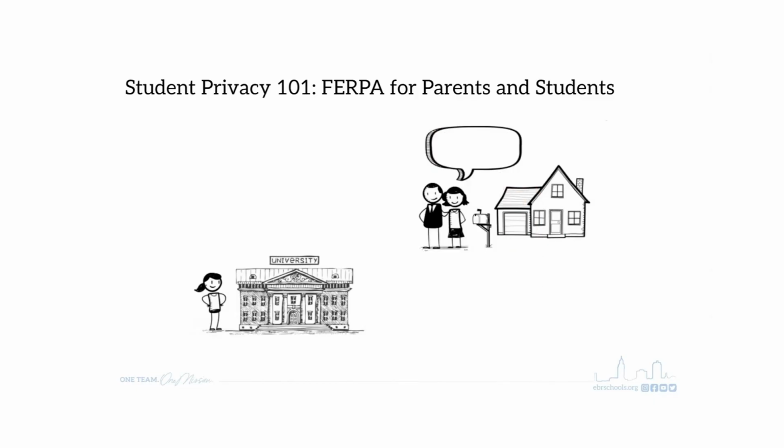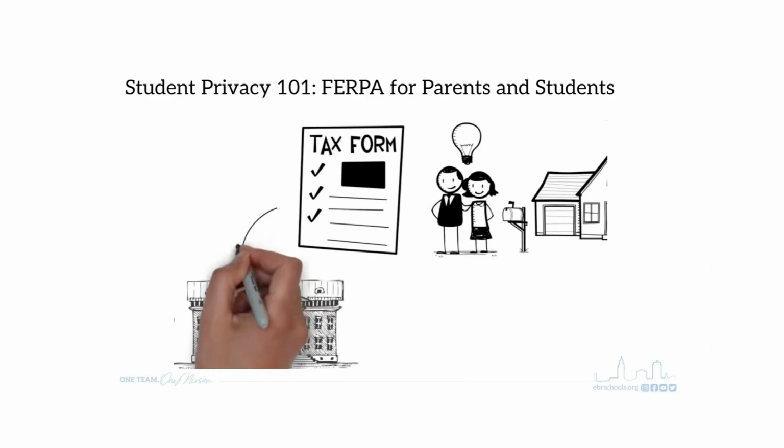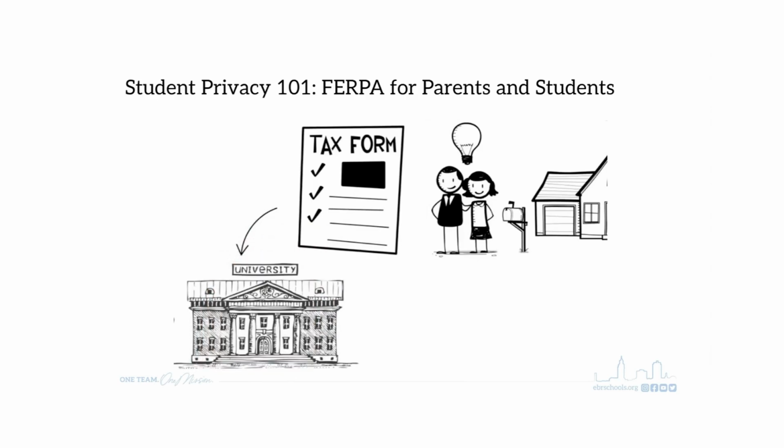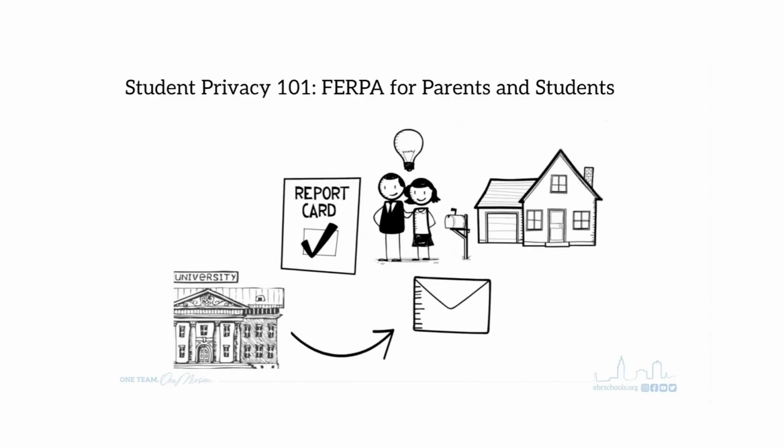Her parents wonder, but wait a minute, I'm paying the bills here, and now I can't see how she's doing academically? Since Lisa's parents claim her as a dependent on their federal tax return, her parents can still see her education records if Lisa's college chooses to release them. FERPA doesn't require schools to release records, it only allows this.